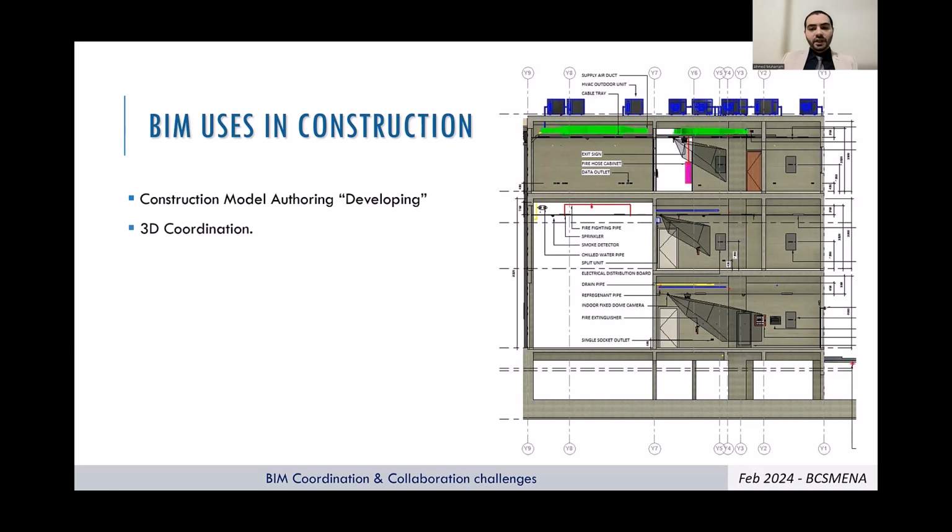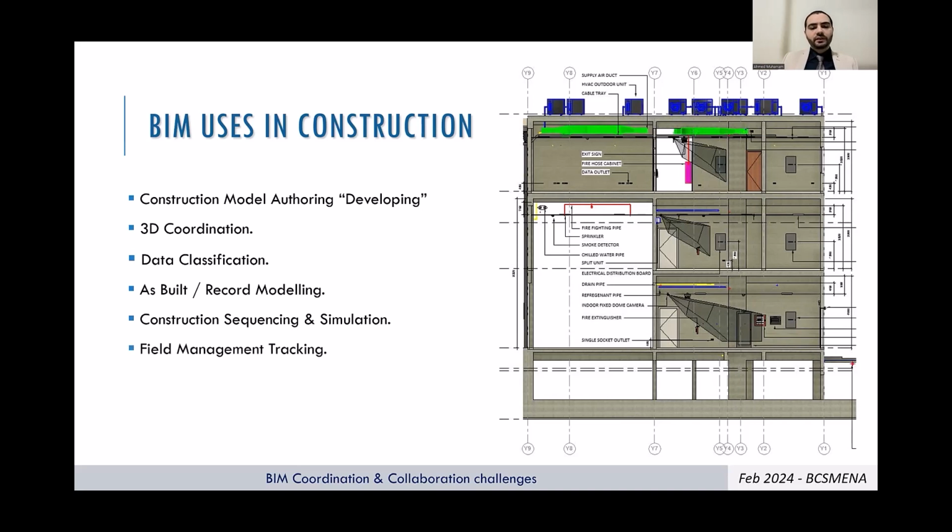The 3D coordination. 3D coordination is one of the most important uses. Data classification, as-built and record modeling, which will be after that used as an asset model. Construction sequencing and simulations using 4D and 5D is now more practical than planning also on 2D sheets or only timelines using schedules. 4D and 5D makes it more realistic, makes it more understandable to any stakeholders you are talking with. Field management tracking and performance analysis and RFI management.